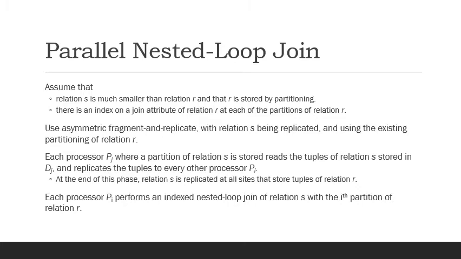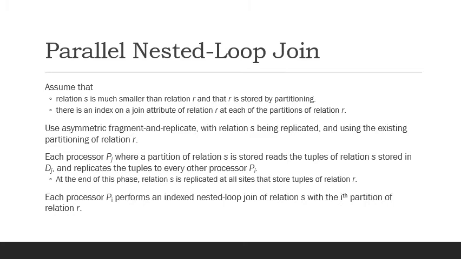Each processor Pj where a partition of relation S is stored reads the tuples of relation S stored in Dj and replicates the tuples to every other processor Pi. At the end of this phase, relation S is replicated at all sites that store tuples of relation R, and each processor Pi performs an indexed nested loop join of relation S with the ith partition of relation R.